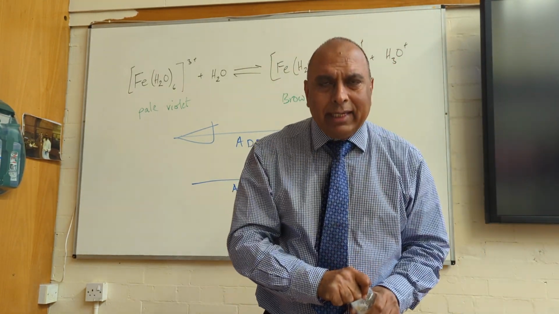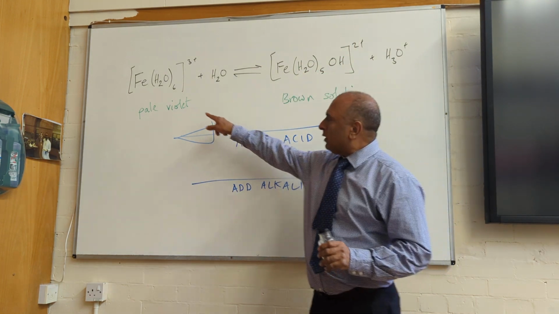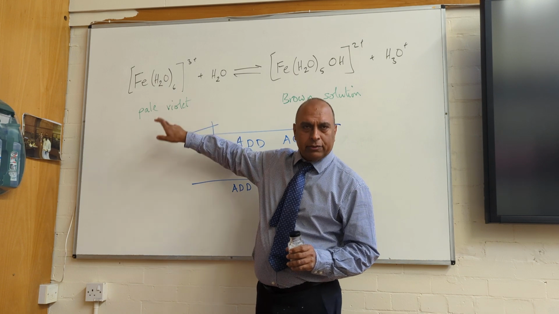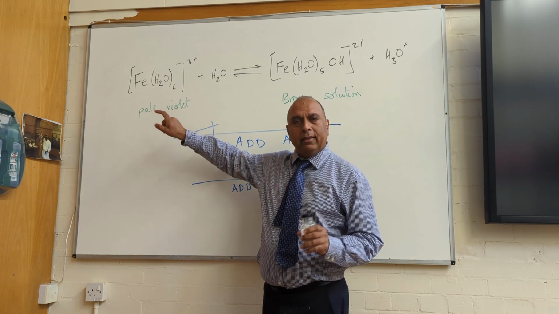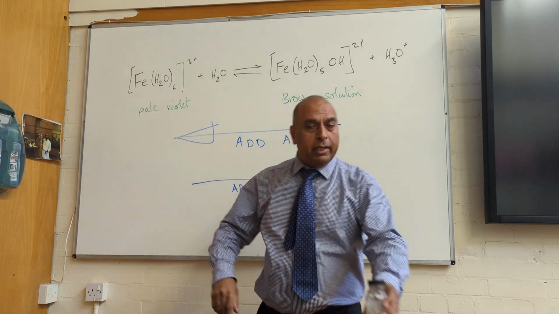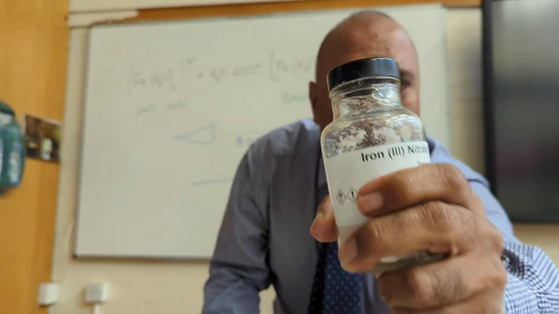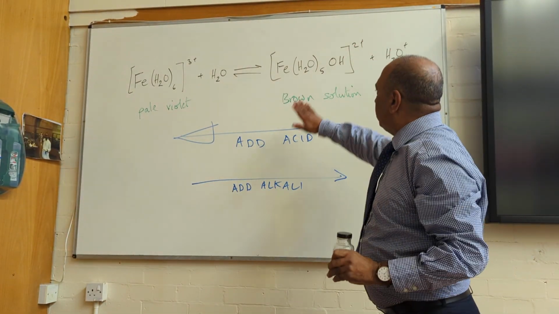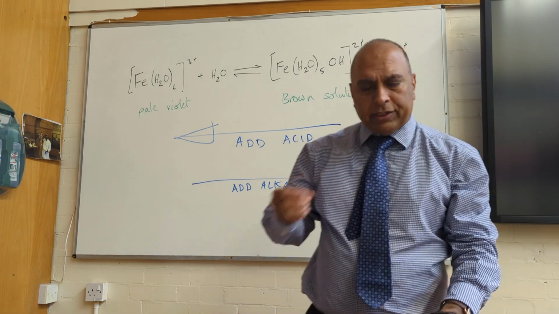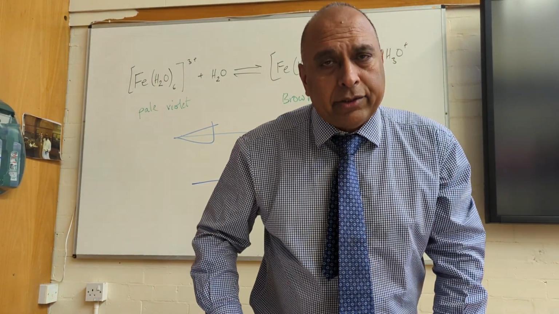But what I'd really like to show is, I hope you can see the board there, that the hexaaquairon is pale violet, and when we do the dissolving of an iron 3 salt, in this case the iron 3 nitrate there, when I dissolve that, we get this brown solution, which is the product of the first hydrolysis reaction.